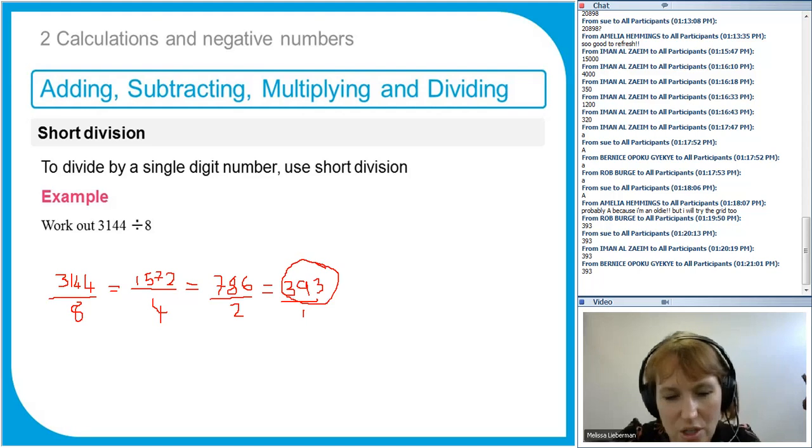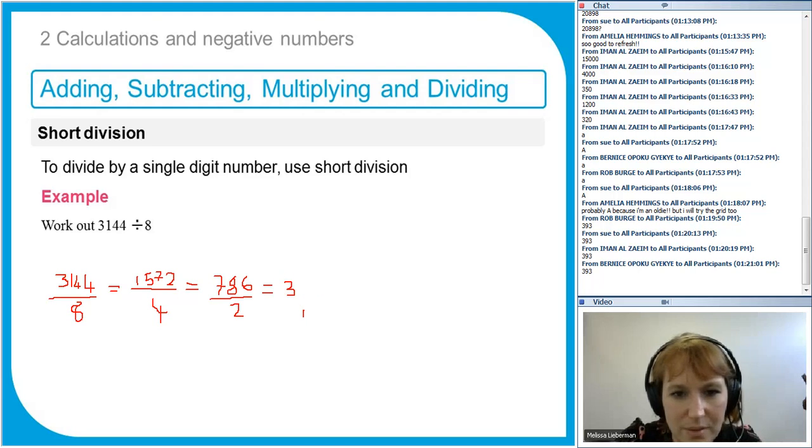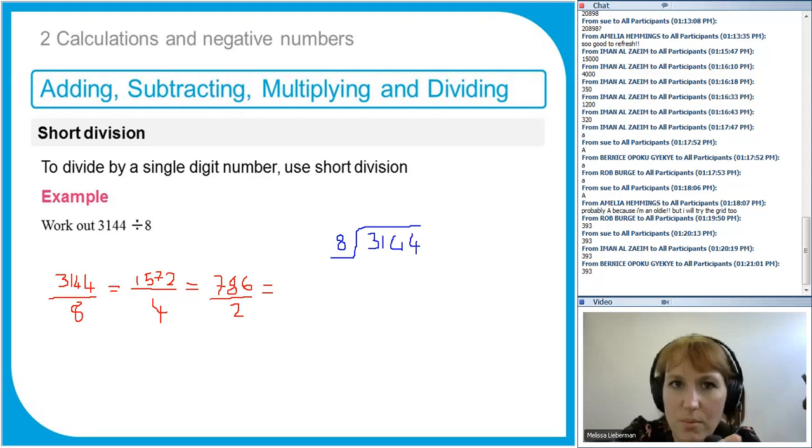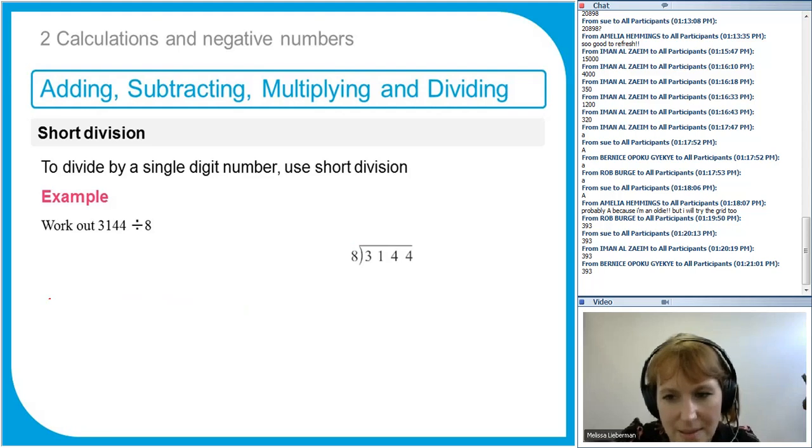So to set it out in the traditional short division way, I'm just going to rub all of this out. I'm going to change to a nicer blue pen. You would write the 8, which is the thing that you're dividing by, on the outside. And then normally you do a nice square thing like this, and then you write 3, 1, 4, 4. We work from left to right, dividing the digit that we're dividing by into each digit, as in short multiplication. So let me just set this out nice and neatly like that.